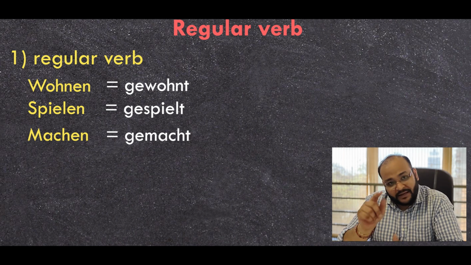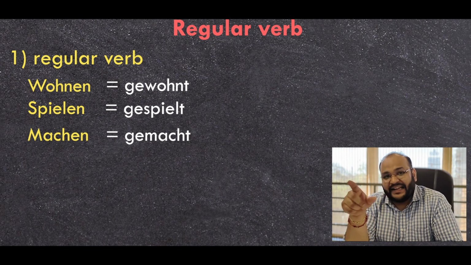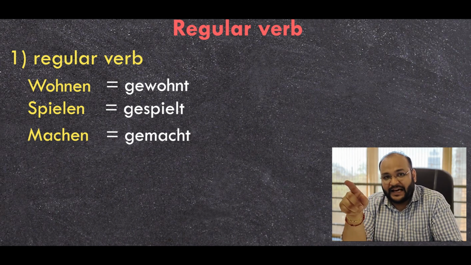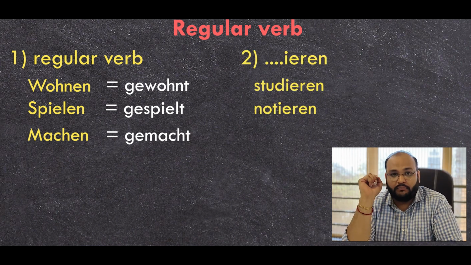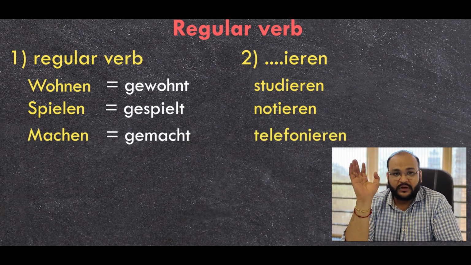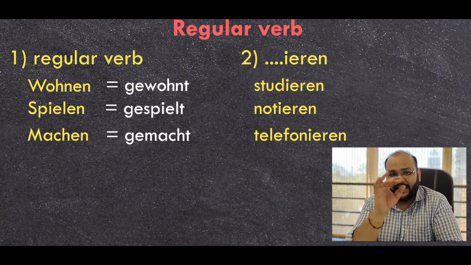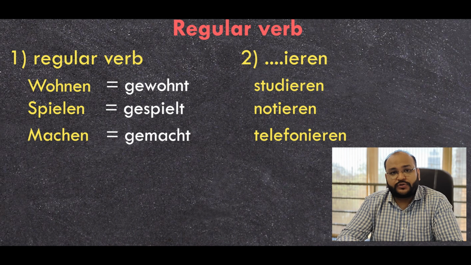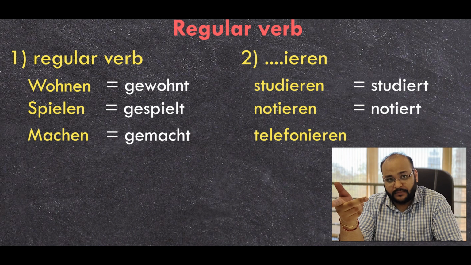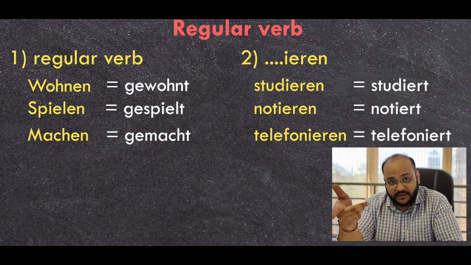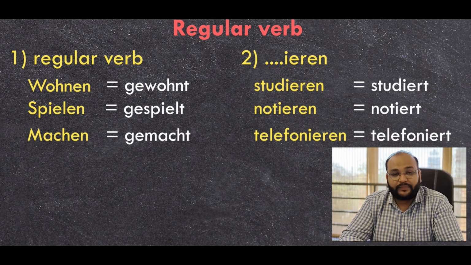One more variation in regular verbs. If the verb is regular, but it is ending in -ieren, I-E-R-E-N, for example studieren, notieren, telefonieren, then we simply replace en by t. We don't add ge in front of the verb. So notieren, the past participle simply becomes notiert. Telefonieren, telefoniert. Reparieren, repariert. I hope it's clear.